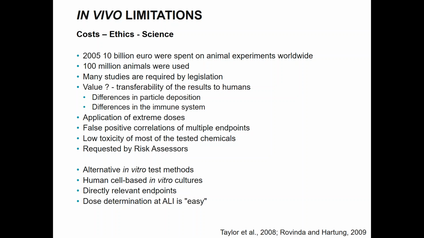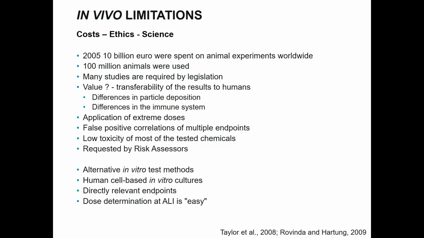And that is very important when it comes to cell culture models for the lung, because there are big differences in the particle deposition between rodents and humans, which means that by definition, a rodent is not a very good model at all for human toxicology. In addition to that, there are differences in the immune system. In vivo studies very often apply very high doses, which means they are not realistic and not relevant.